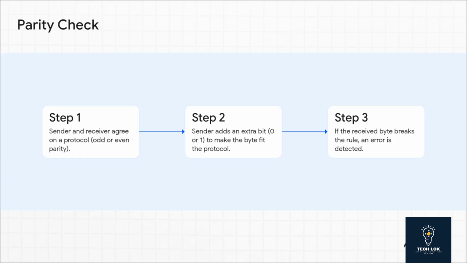A parity check is a really simple but also really clever method. Before sending anything, the sender and receiver agree on a rule. Let's say even parity. This just means that every byte of data has to have an even number of ones. So the sender adds one extra bit, the parity bit, to make sure it does. When the receiver gets the data, it just counts the ones. If the count is odd, it knows something went wrong and asks for that packet to be sent over again.